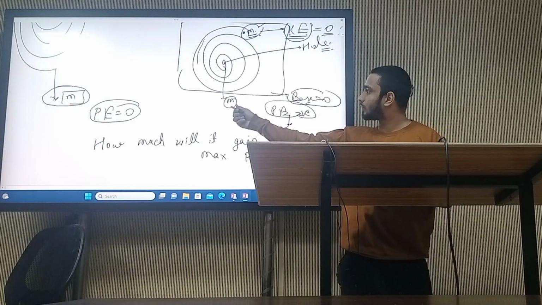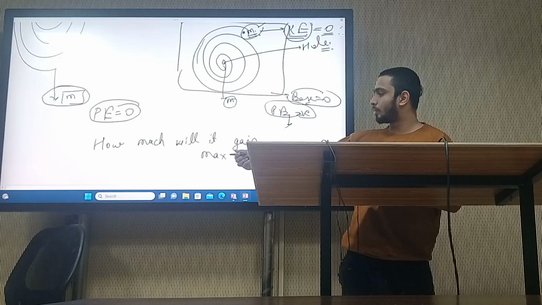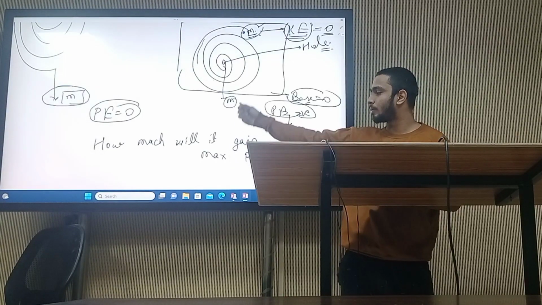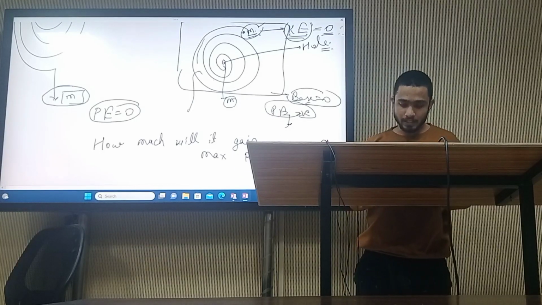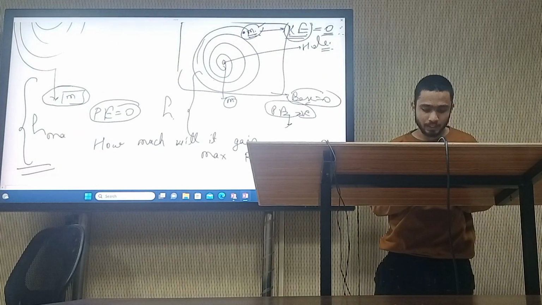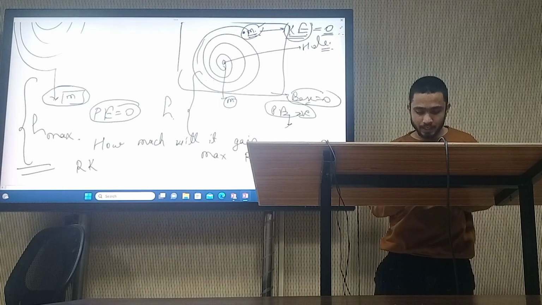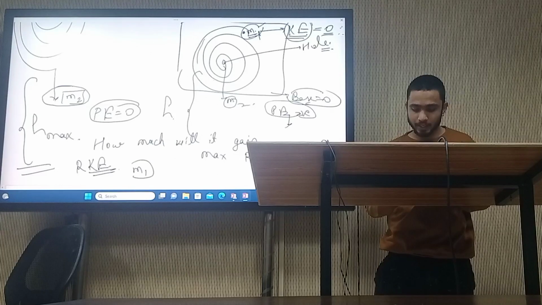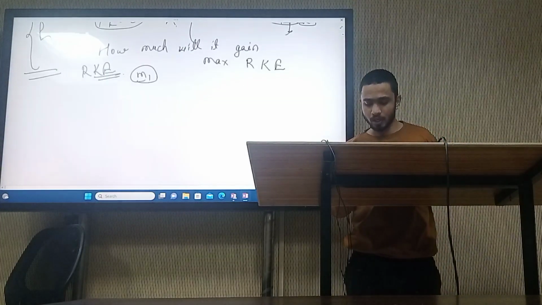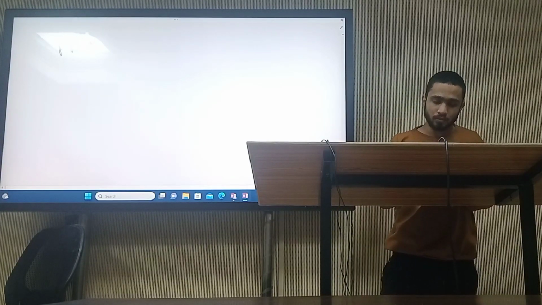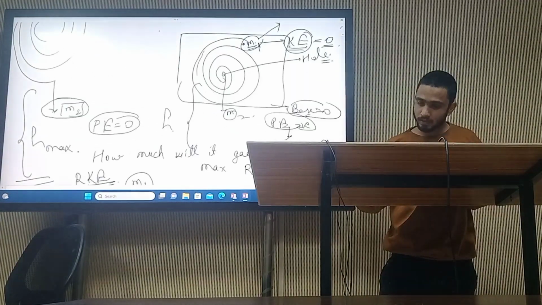It will gain maximum rotational kinetic energy when this mass m will be at the maximum below. So when this height h will be maximum, h max, then the rotational kinetic energy of the upper mass will be maximum. Suppose this is mass m2 and this is mass m1, so the rotational kinetic energy of m1 will be maximum.